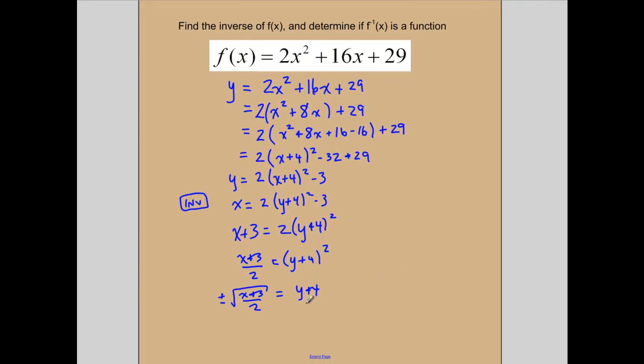And last but not least, I now move the 4 over to the other side. So I get negative 4 plus or minus the square root of x plus 3 over 2. And that equals y. So from here I'm going to write this in my inverse function notation. So f inverse of x equals negative 4 plus or minus the square root of x plus 3 over 2.